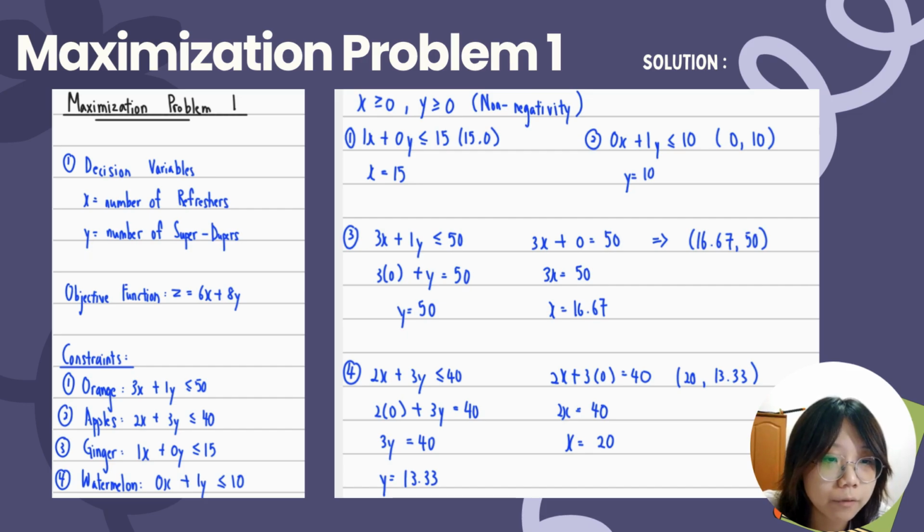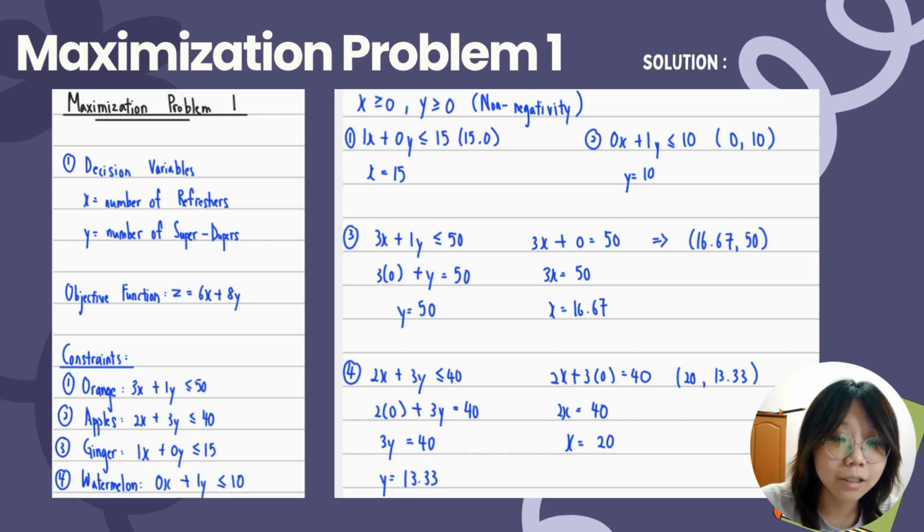First, we define the variables. Let x be the number of Refresher and y be the number of Super Tuber. And next, we write the objective function. We want to maximize the revenue. So z equals 6x plus 8y.